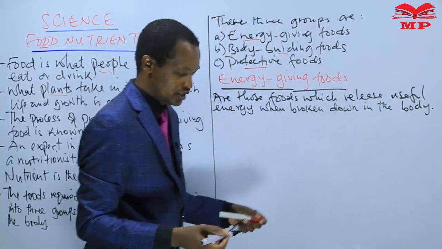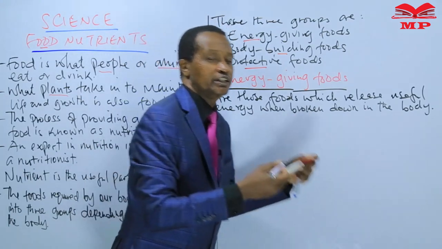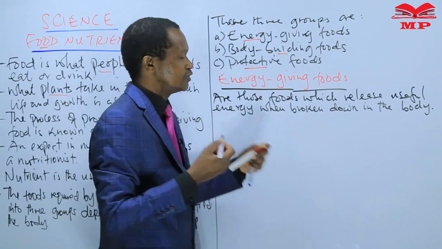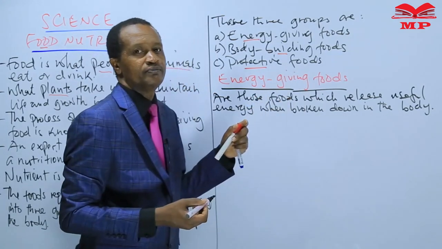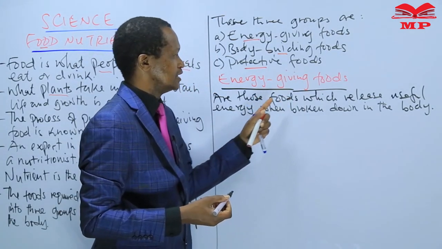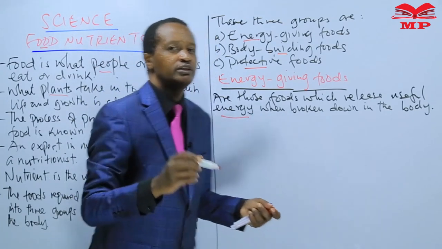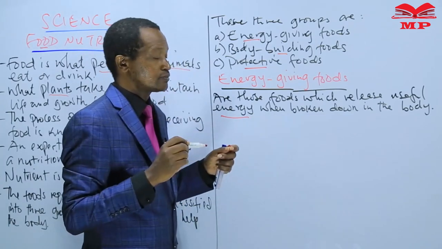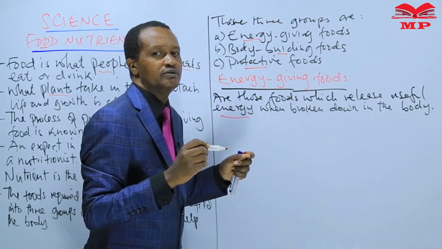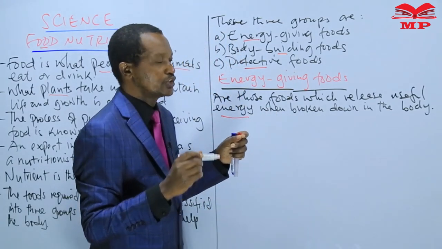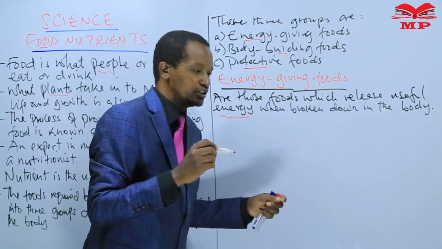You know, learners, when we eat food, that food is broken down through the process we call digestion. So after breaking that food down, the body will now get energy from such food. Now, learners, this energy helps the body to do work. It helps the body to remain active, and also to function properly in all activities.